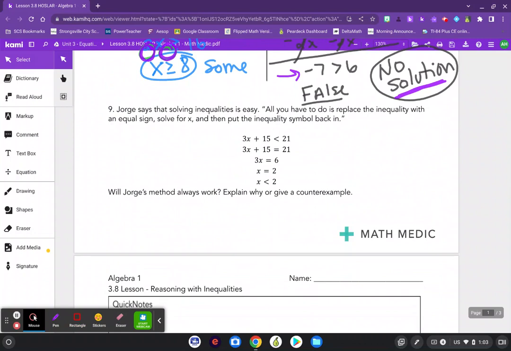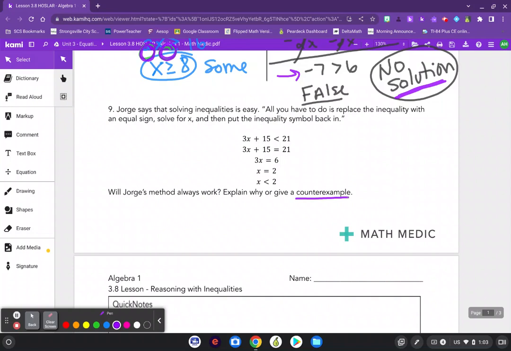This last one says, Jorge says that solving inequalities is easy. All you have to do is replace the inequality with an equal sign, solve for x, and then put the inequality symbol back in. Will his method always work? If so, explain why, or give a counterexample, and a counterexample would be an example that doesn't work.